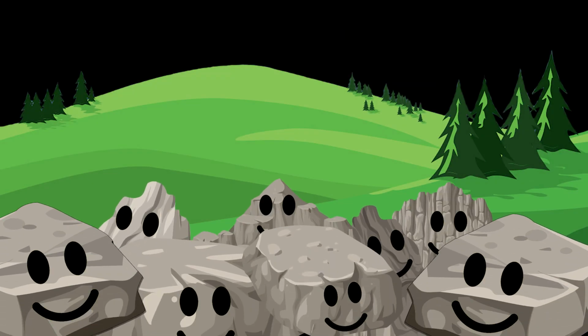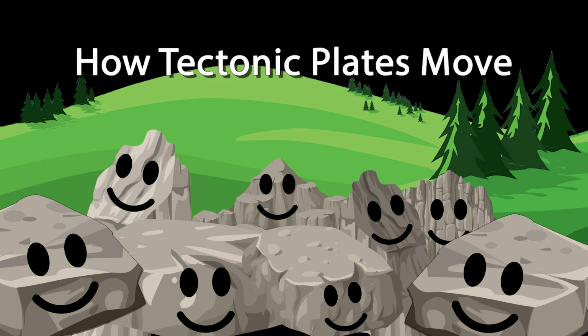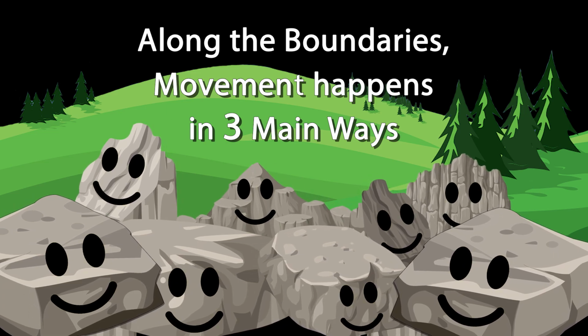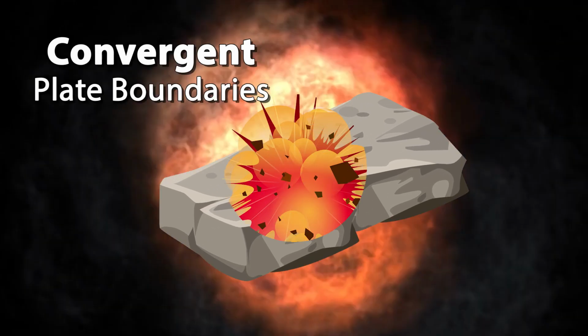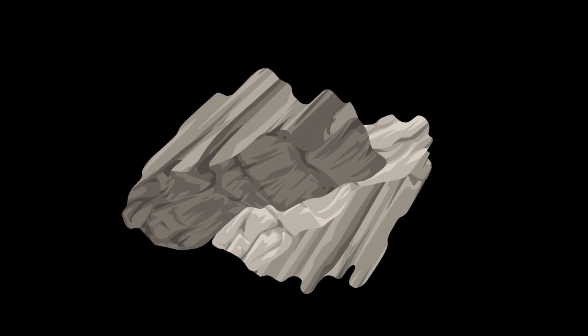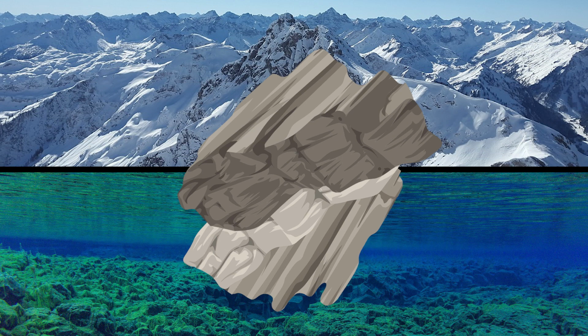Now let's take a look at what I like to call the plate boundary shuffle, or how these massive tectonic plates move. Along the boundaries of the plates, movement can happen in three main ways. Convergent plate boundaries are when two plates move toward each other. This intense impact of colliding plates can cause one of the plates to move beneath the other one. This can result in the creation of new mountain ranges or even deep seafloor trenches.